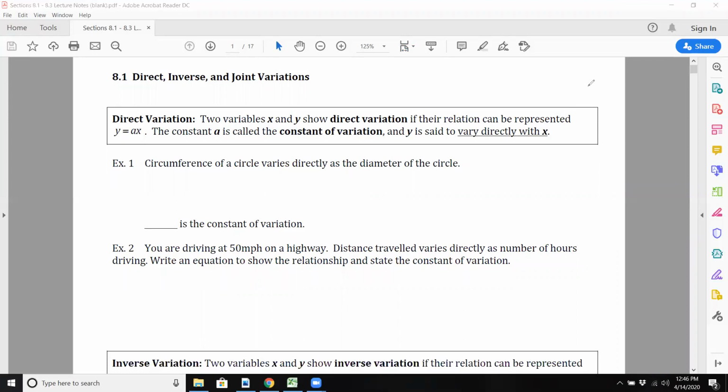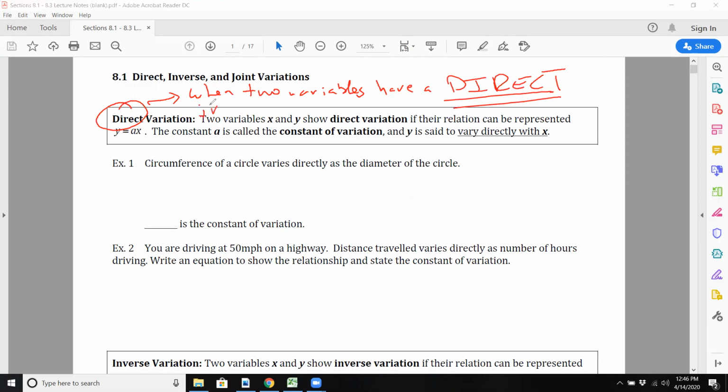So direct, inverse, and joint variation. We'll start with direct variation. So as the name's implied, this is when 2 variables have a direct impact on each other. Now, what does that mean, direct impact? Let me show you a good example.